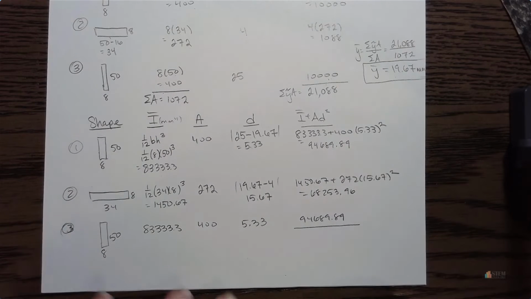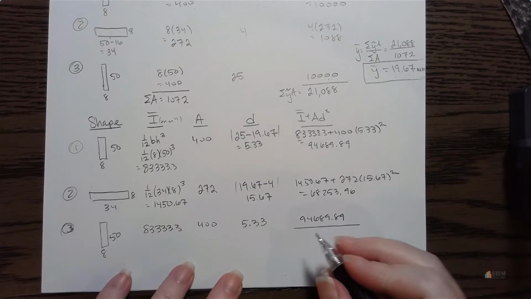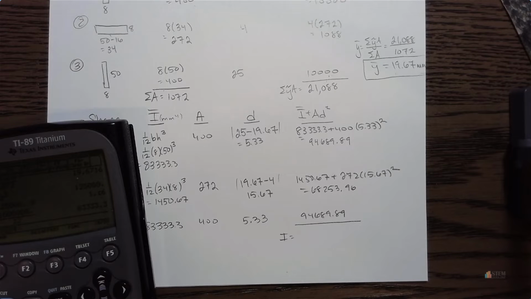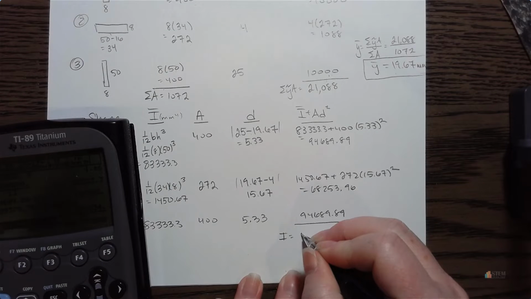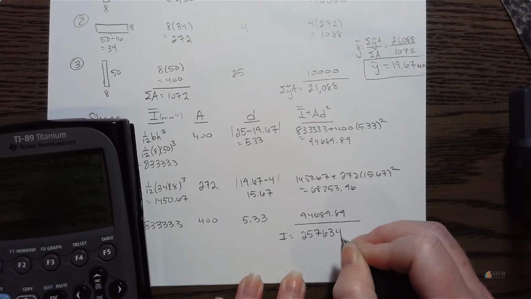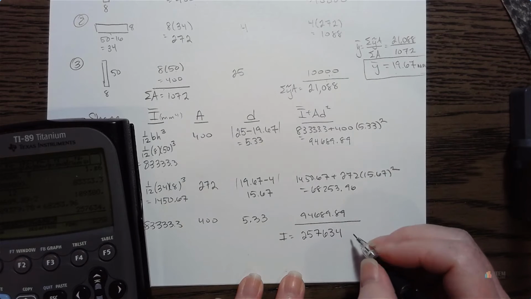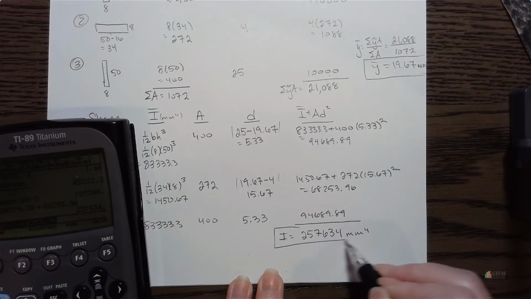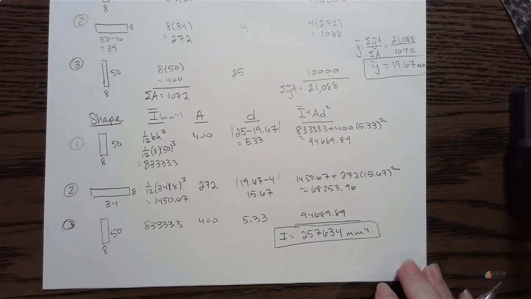And then finally, let's sum up this last column, and then that is going to give us our moment of inertia. All right, so if we sum all of that up, let's see what we get. 257,634. All right, that's what I got. And units there would be millimeters to the 4th. Okay, so that then is the second part of part A.